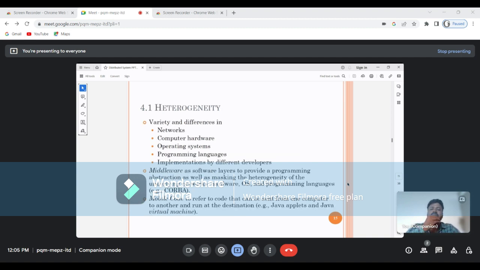Heterogeneity. As the name itself indicates, it should support different types of networks and different types of platforms. Whenever a system is used in the distributed system, it can be of any configuration. For example, if I install a distributed system network which contains 10 systems, these 10 systems can be of any kind of configuration. However, we have to maintain that heterogeneity and produce the highest performance of sharing.